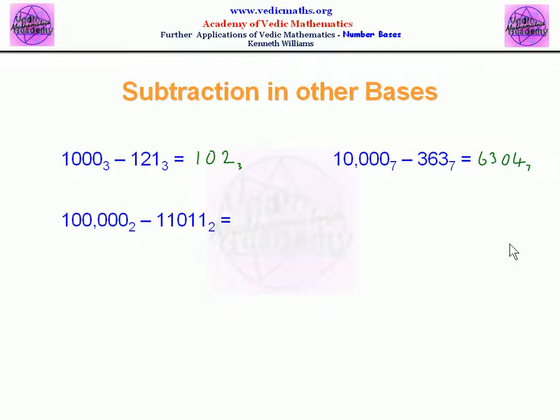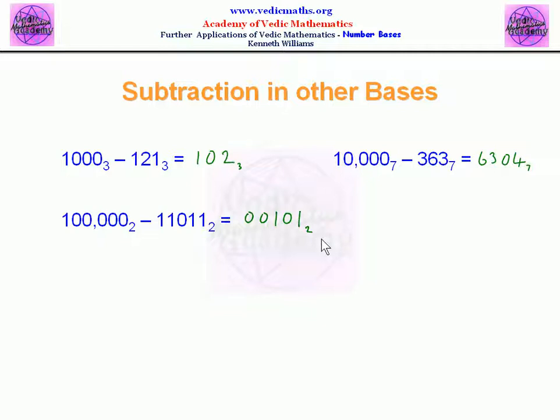One last example, here's a base 2 subtraction, but again we've got a base number here. Let's see, we've got 5 figures there and 5 figures here, so we can simply apply the sutra, which is going to be all from 1 and the last from 2. So 1 from 1, 1 from 1, 0 from 1, 1 from 1, and 1 from 2. The answer is just 101 in base 2.